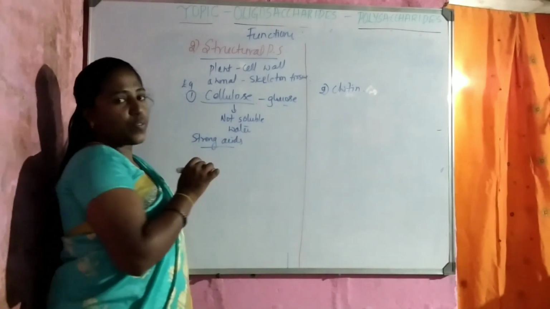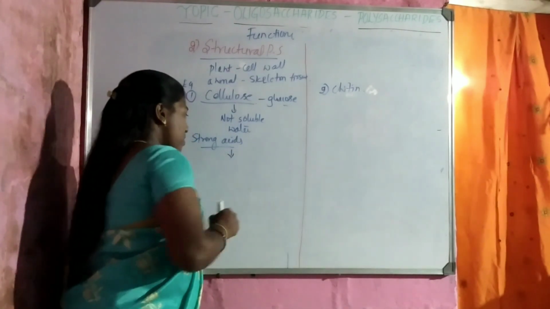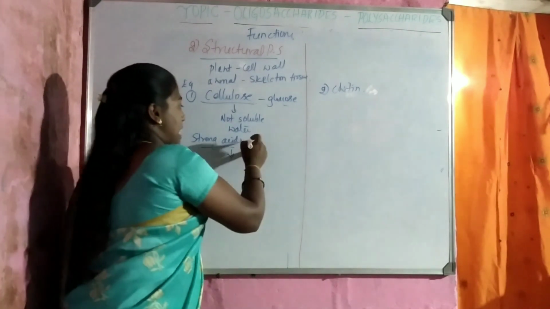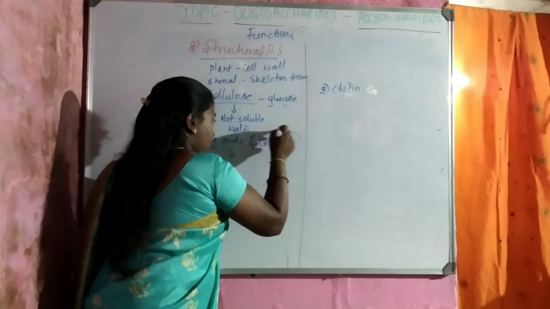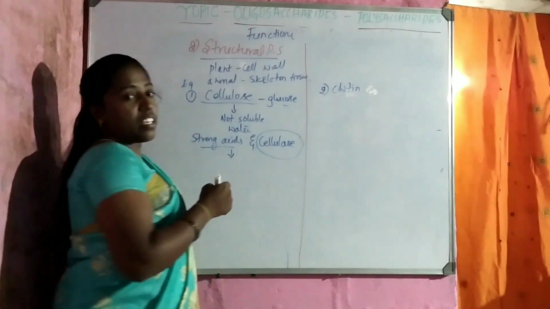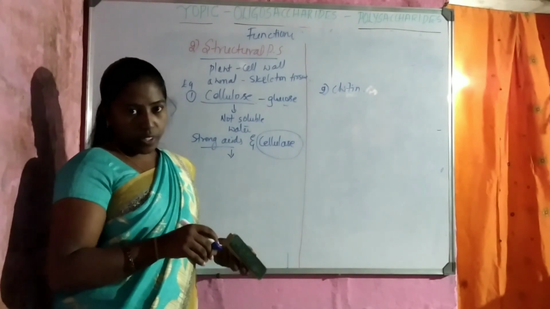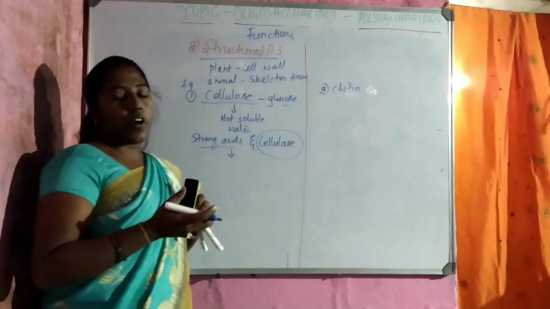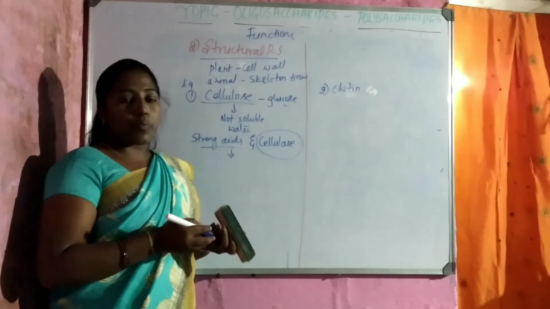It is hydrolyzed with the help of what? Acids. Okay. Next, not only acid, there is one more enzyme called cellulase. The enzyme cellulase can hydrolyze the cellulose into simple sugars. Okay. And when you consider the usage of cellulose, it has been useful in producing many different types of products.